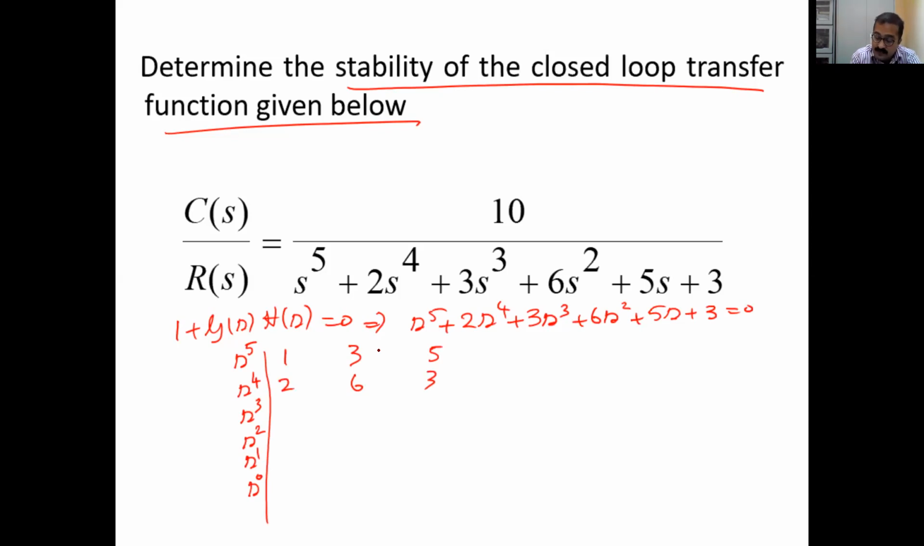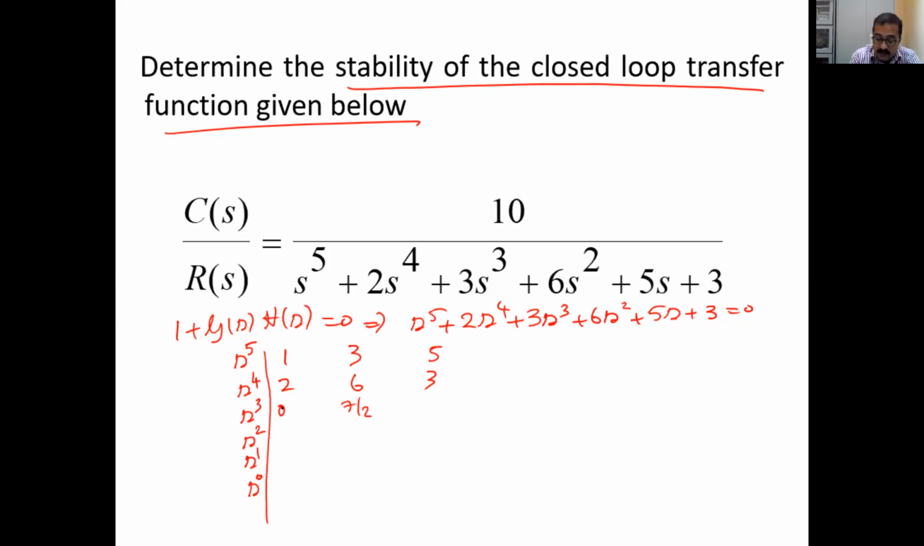What will be the next element? 2 into 3, 6, minus 1 into 6. So 6 minus 6, 0. Next thing, 2 into 5, 10, minus 1 into 3. So 10 minus 3, 7, 7 by 2. So here we cannot proceed further. Why? Because the pivot element has become 0.